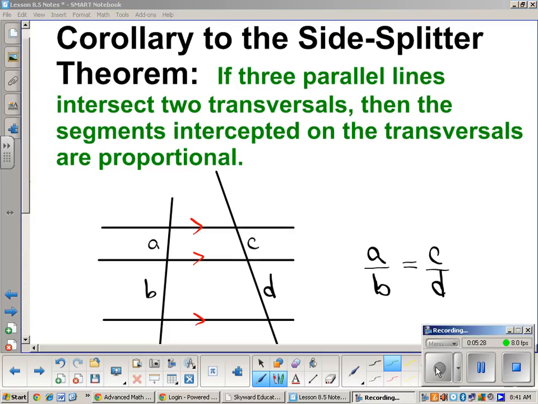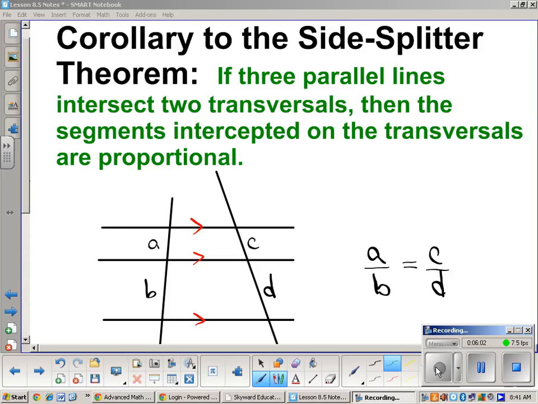Just a reminder for those who were in here last semester, and especially for those who were not. A corollary is just a statement that adds more information to a theorem. And so it's like a second part to that side splitter theorem. It's just giving us more information about it. It's extending it. The theorem talked about a side of a triangle being parallel to another segment drawn within that triangle. This is extending it to three lines.